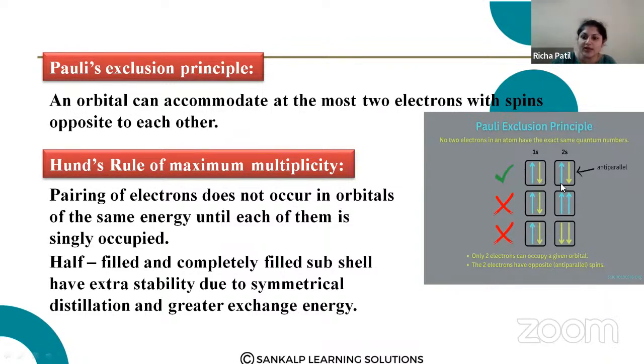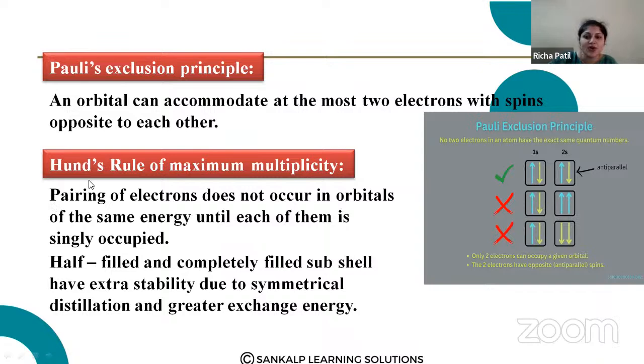In the second, the first is anti-parallel, the second is in the same direction. So this is wrong; the filling up of electrons is wrong. In the third, you can see the first is anti-parallel, and both of these are down, pointing downwards. So both the second and third conditions are wrong. Whenever you are filling the electrons, both should be anti-parallel to each other, and no two electrons will have the same four quantum numbers.